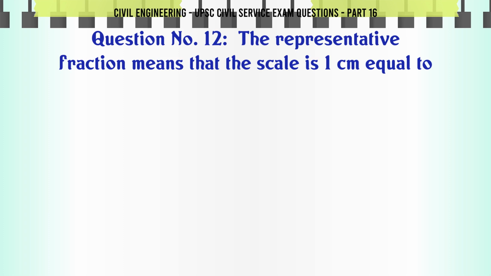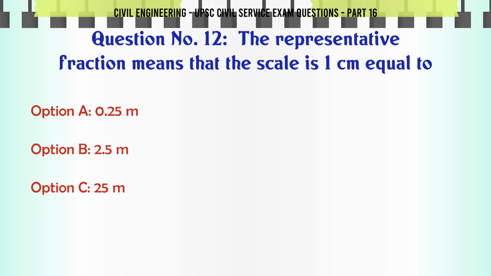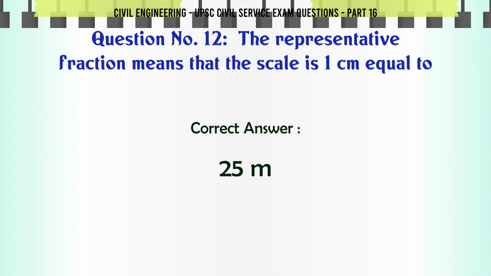The representative fraction means that the scale is 1 cm equal to A. 0.25 m, B. 2.5 m, C. 25 m, D. 2.5 kilometers. The correct answer is 25 m.